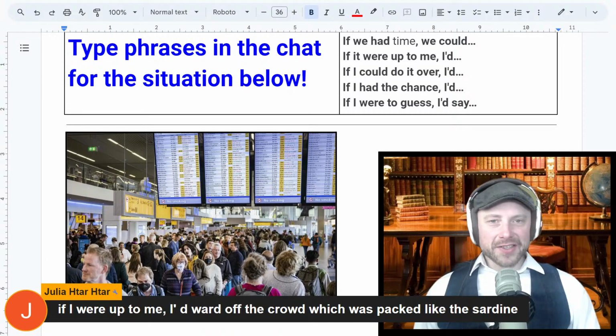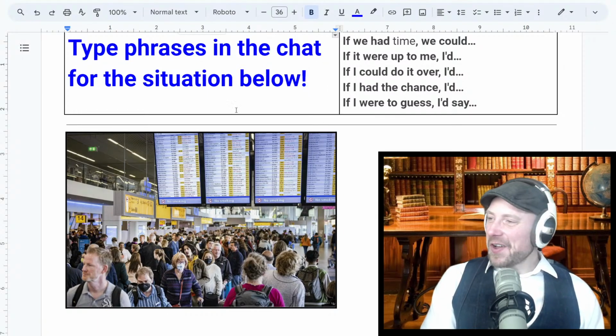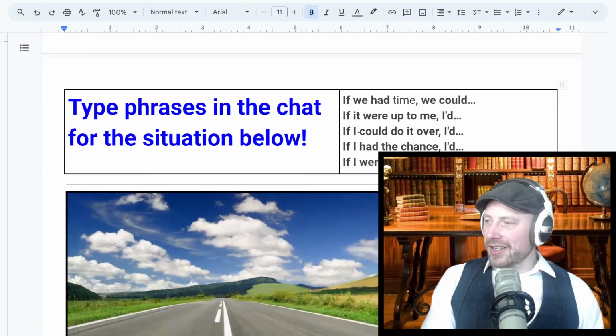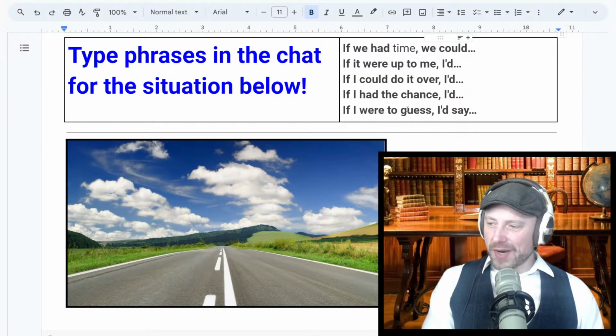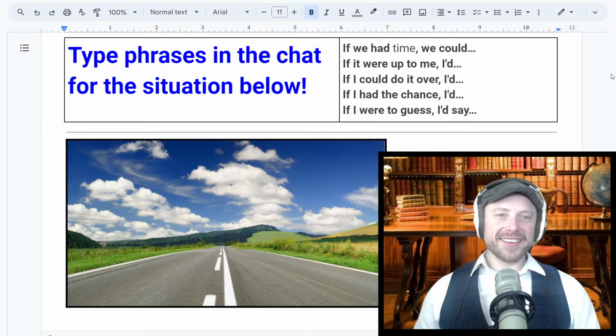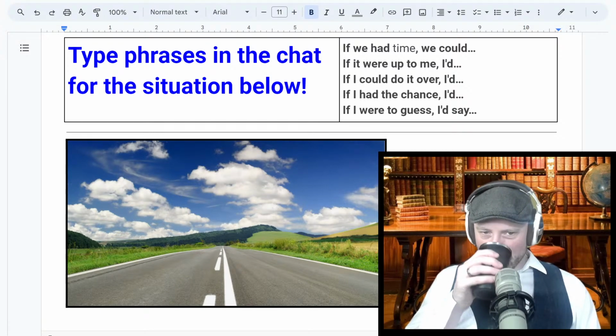And Delaney has mentioned something which looks not quite related to the picture. So we're typing sentences related to the picture. Okay, next situation. Type phrases in the chat for the situation below. What do you guys think about this situation?